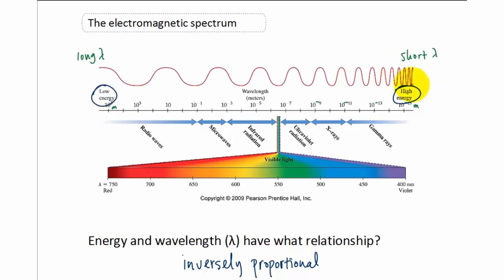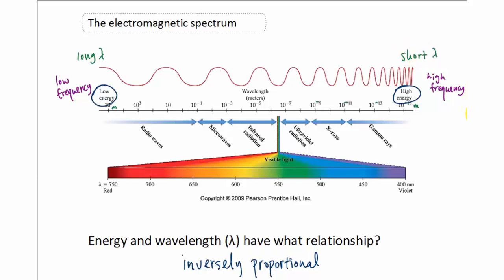And another way of saying that is that this side is high frequency. This side is low frequency. Frequency is just how many waves pass per second or something like that. So frequency and energy are directly proportional, okay? But both of these are inversely proportional to wavelength. Wavelength is the opposite to all those other ones, okay?